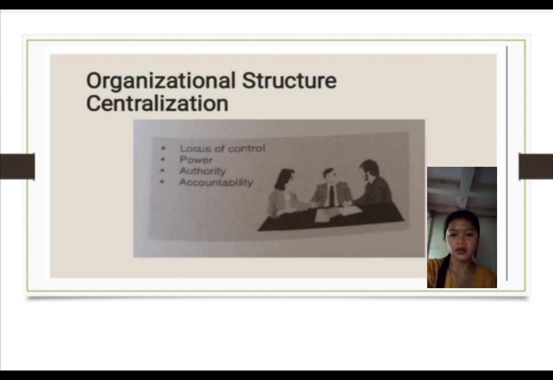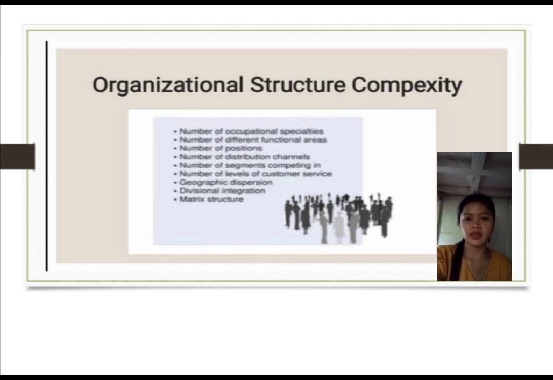Organizational structure complexity in an organization encompasses the number of specializations and the degree of task complexity, which presents significant challenges for effective implementation. Factors such as the variety of positions, distribution channels, and brand segments contribute to this complexity. This requires management to rely more on coordinating mechanisms among functional areas for successful strategy execution.